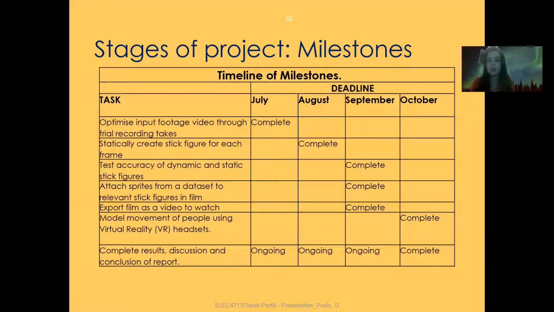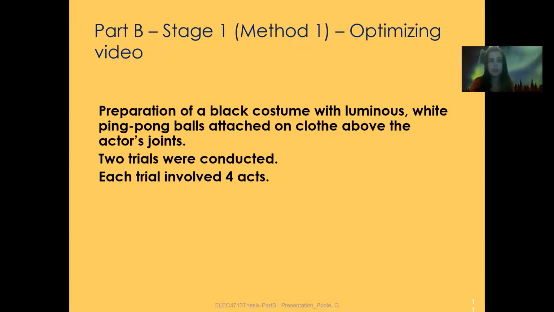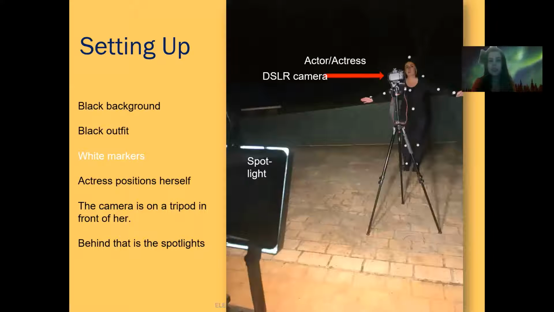Here are the stages of my project. Now, for preparation of the costume, it needed to be black with luminous white ping pong balls attached above the actor's joints. Two trials were conducted. In this trial, you see a high contrast between me, the background, and the ping pong balls, because we needed to actually visualize those white spots when we applied segmentation algorithms to segment the background from the foreground.